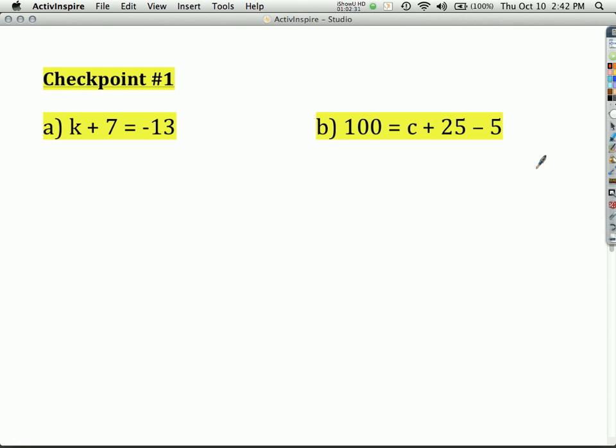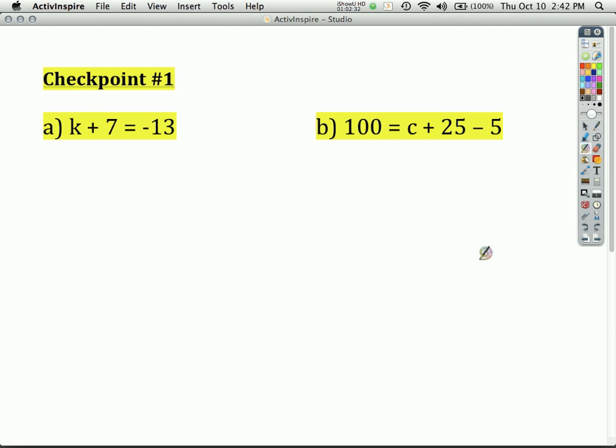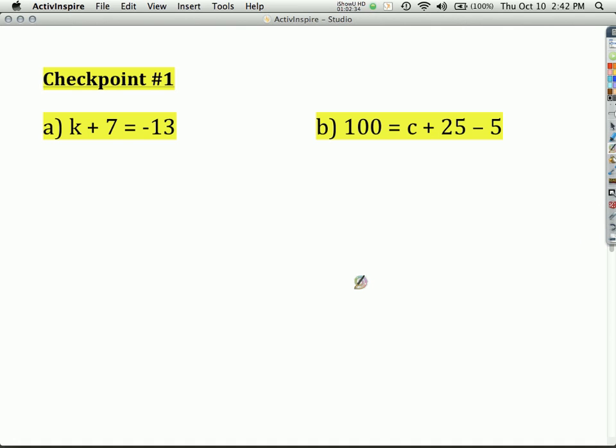All right, colored pens up. Let's see how we did. Part A, what did we get? Start with Ezekiel, Chanel, and then Briante. K equals -6. Okay? K equals -20. Okay? K equals -20. Okay, so we have a slight disagreement. Correct answer is K equals -20.